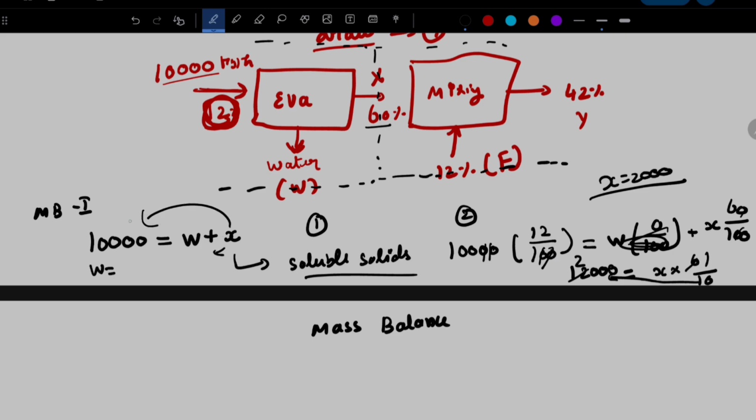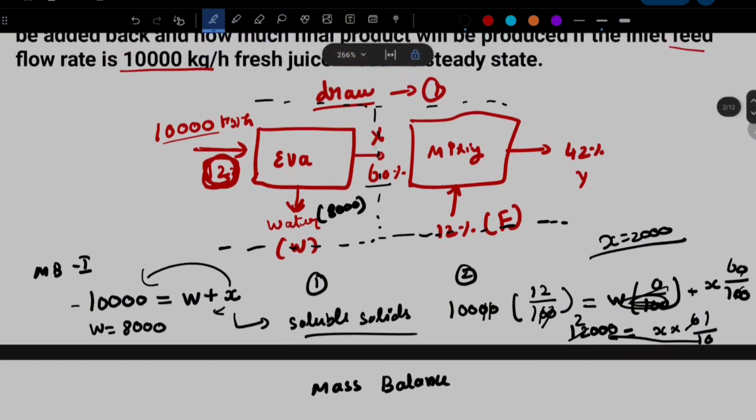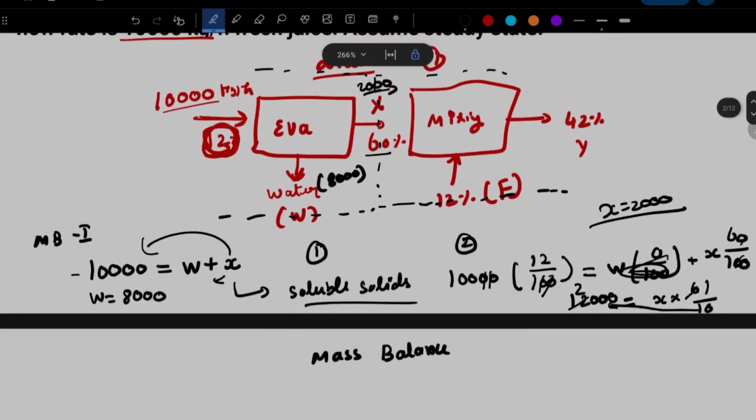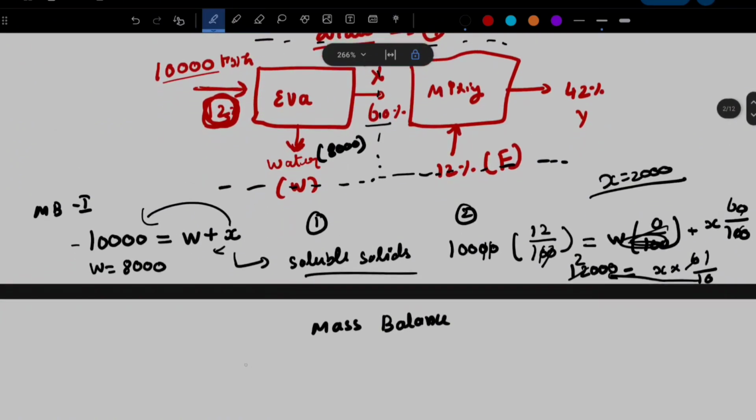I got the X, I can substitute it here and get the W. If I subtract the 2000 from the 10,000, you'll get 8000. Now I got two values: 8000, which is the amount of water I'm getting out, and X, which is actually 2000. I know the inlet of the second evaporator. Now do the mass balance in the second one. I already know 2000 is there.